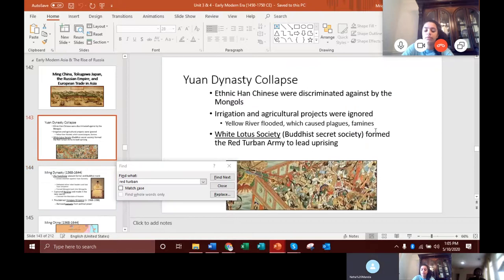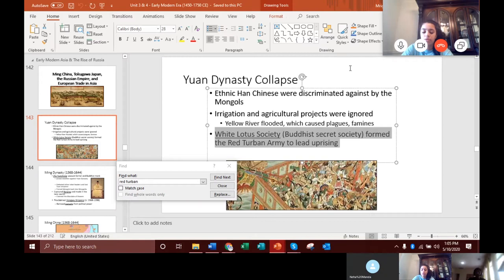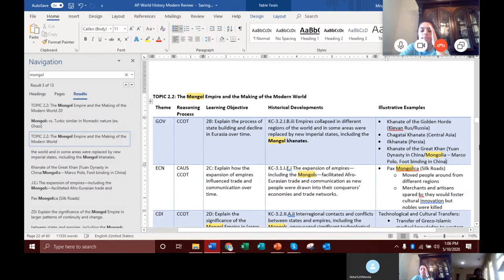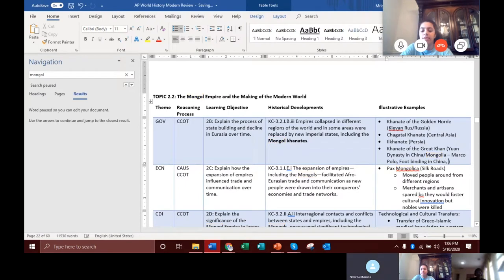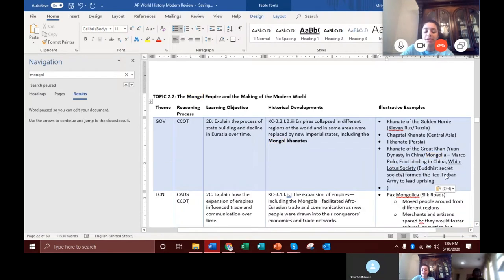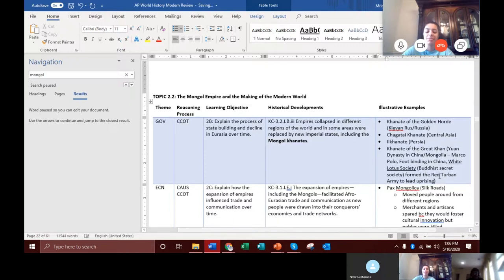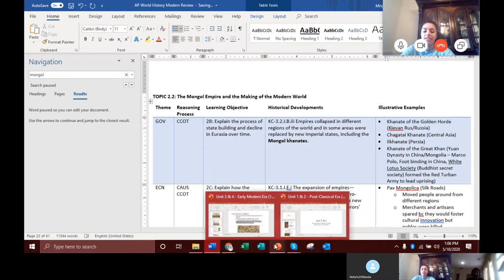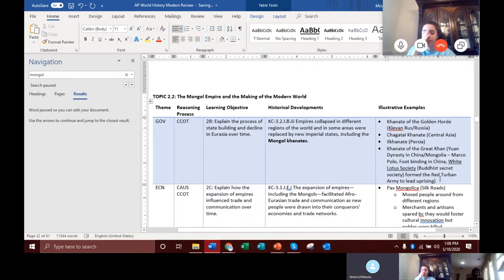So I think we should still put the White Lotus Society, because the Yuan Dynasty would be a good example to talk about how they fell. And that goes with governance. Also, apparently the Taiping Rebellion is also called the Red Turban Revolt. I didn't know that. So wait, which one was the Taiping Rebellion? That's later, right? That was in the 1800s, so that's in the modern era. That was in the Qing Dynasty, yeah.